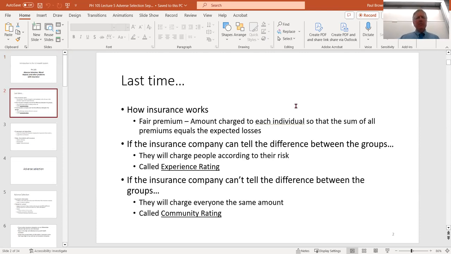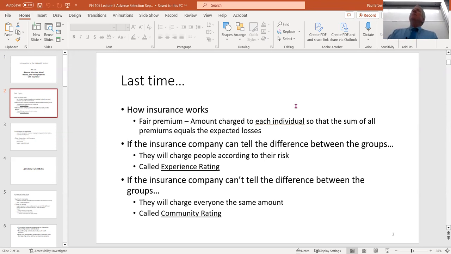So if we think about how this is working now, you have two different types of insurance: experience rating and community rating. Experience rating is when they rate based upon your individual risk patterns. Community rating is when they rate you as a group. With experience rating, the insurance company can see what type you are, and they can charge you a different amount based upon that. Community rating is when they either can't see what type you are, so they don't know whether you're low or high risk, or they're not able to charge you different amounts.